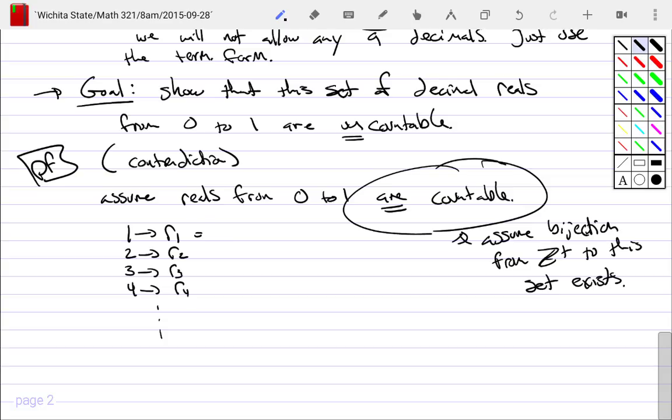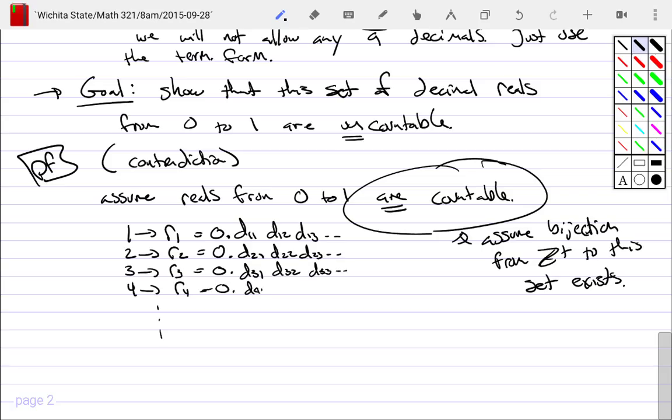What does real 1 look like? It looks like 0 point something, decimal 11, decimal 12, decimal 13, etc. What does real 2 look like? 0 point something, I'll call it decimal 21, decimal 22, decimal 23, etc. What's real 3? Decimal 31, decimal 32, decimal 33. And what about this one? Decimal 41, decimal 42, decimal 43, etc. All these reals are a decimal representation.